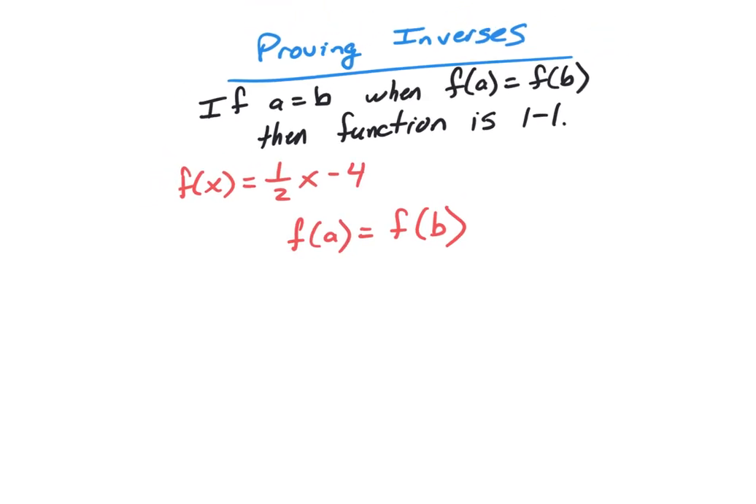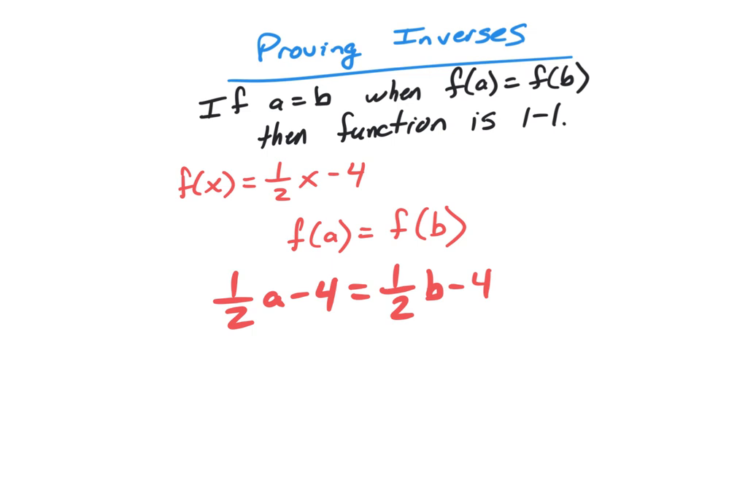So I'm going to start off by putting a into this function. So I'm going to go 1/2 times a minus 4. Over here, I'm going to go 1/2 b minus 4. We're just taking a, plugging it in, b, plugging it in. Pretty straightforward. But we want to know, will we end up with a equals b?